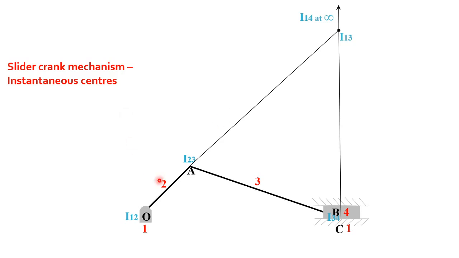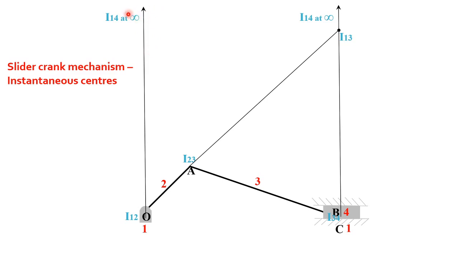Now again I12 is this point O. I14 is at infinity. So how will you connect it? You have to draw a line from I12 to infinity. That means you draw the same line from I12 in the same direction to infinity. So that is this line. Then again you note it as I14 at infinity. Always note it here, otherwise it will not be complete.